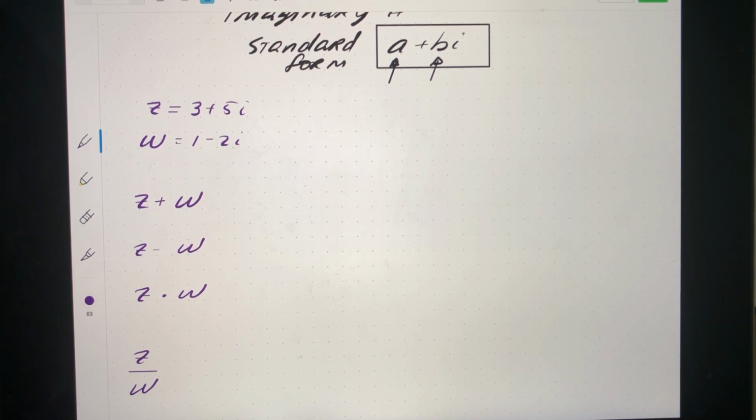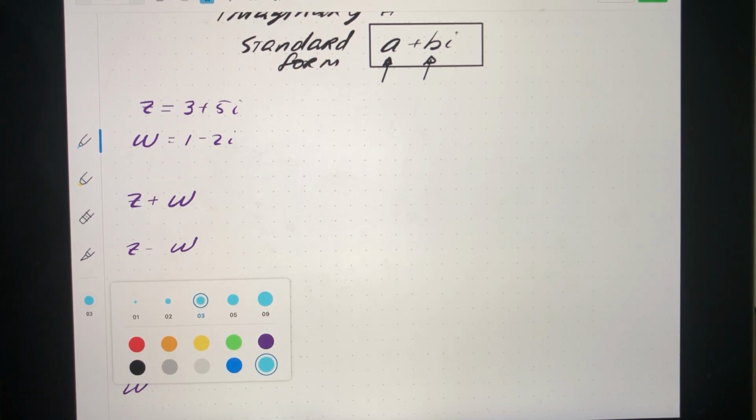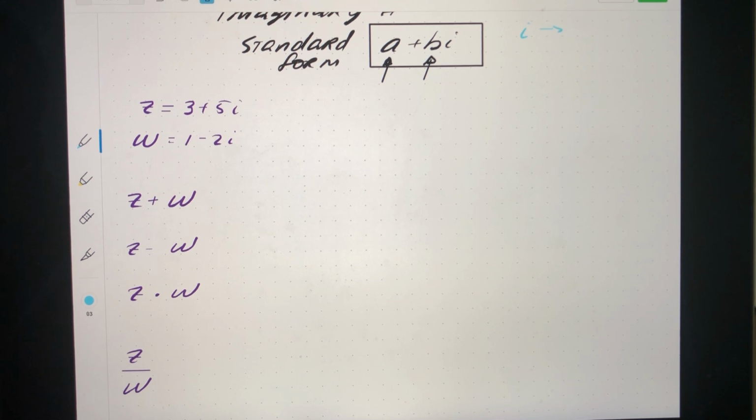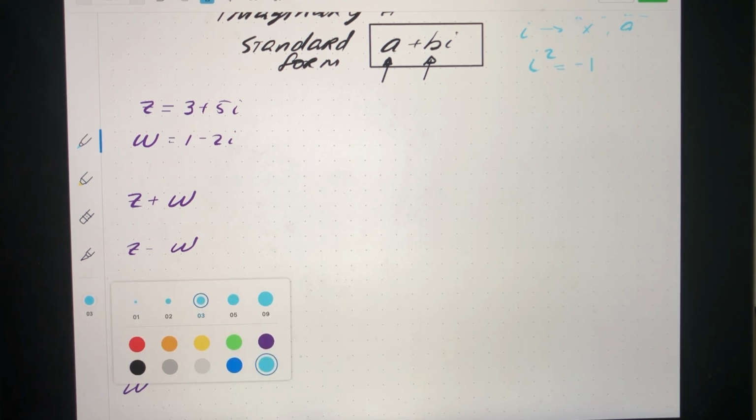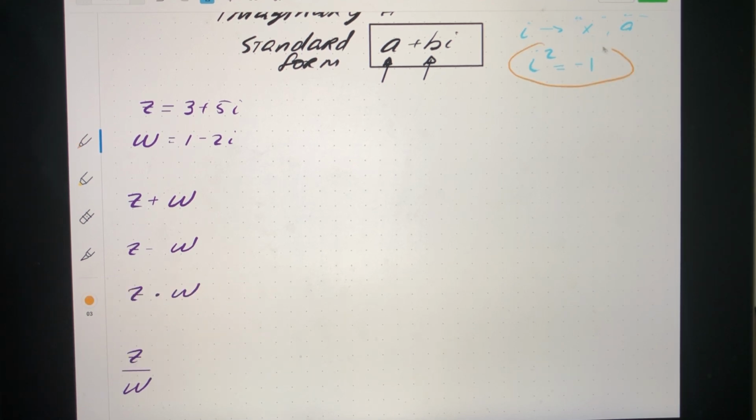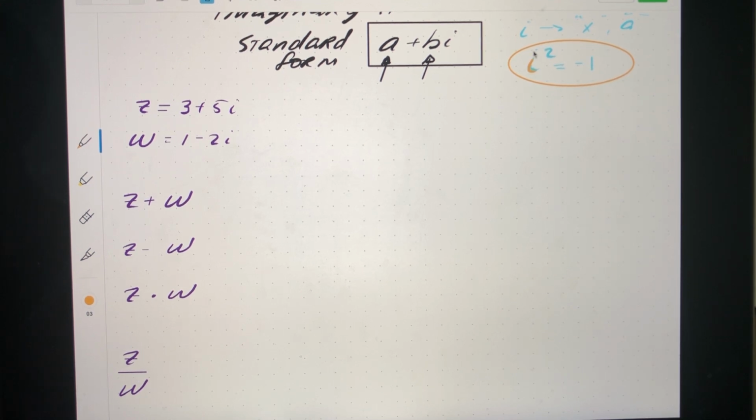When we do the operations, we may treat the i as any other letter. It could be used as x or a or anything else, it doesn't matter. All the properties, all the operations of PEMDAS still work. The only difference is we must remember that i squared is -1. That is a very key fact, and we have to keep it in mind. So each time we come across i squared, it automatically turns into -1.